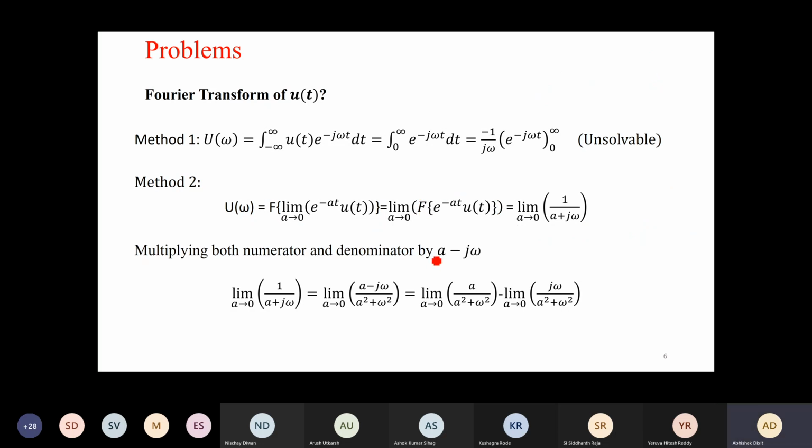I multiply both numerator and denominator by a minus j omega. You know, complex numbers, you always do this trick, right? So instead of calculating this limit, I calculate this limit, multiplying everything with a minus j omega. And limits are also linear, right? You must have studied this. So the limit of this function is simply the limit of this function minus the limit of this function.